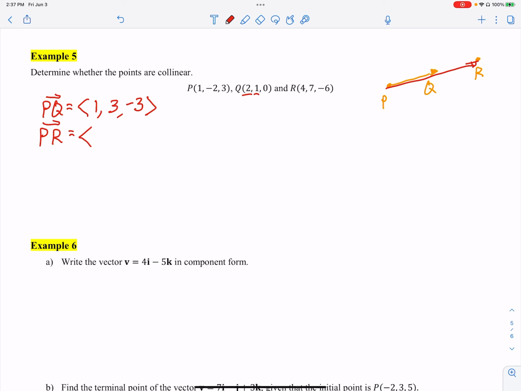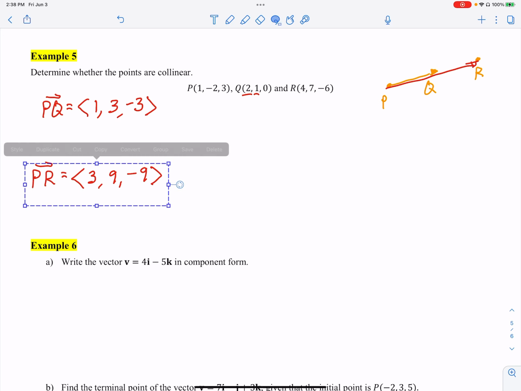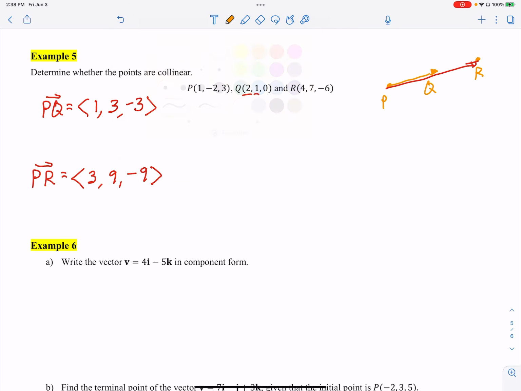PR, okay, that's 4 minus 1 is 3. 7 minus -2 is a 9. And -6 minus 3 is -9. So now we're looking, is there a number? Maybe I can even move this down and think about it this way, write it this way at least. All right, well, here to here, I'm multiplying by 3. Here to here, I'm multiplying by 3. And here to here, I'm multiplying by 3. That means that PR is 3 times PQ.